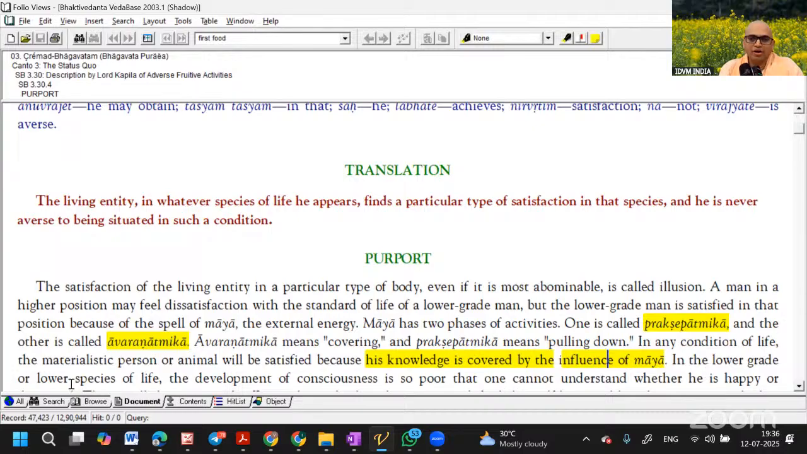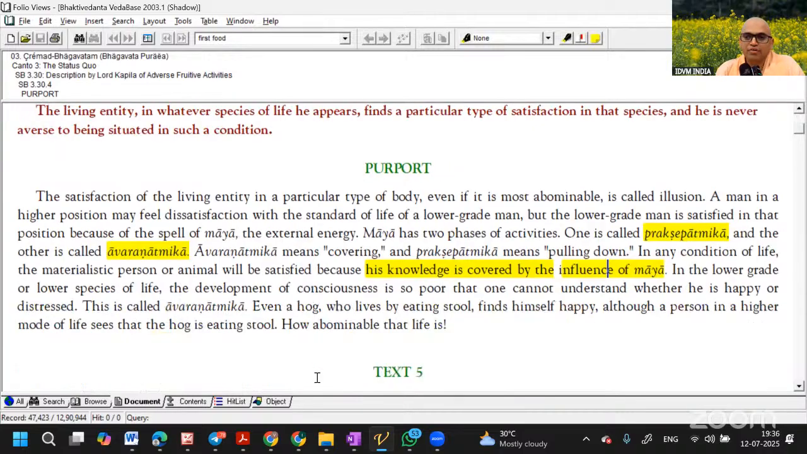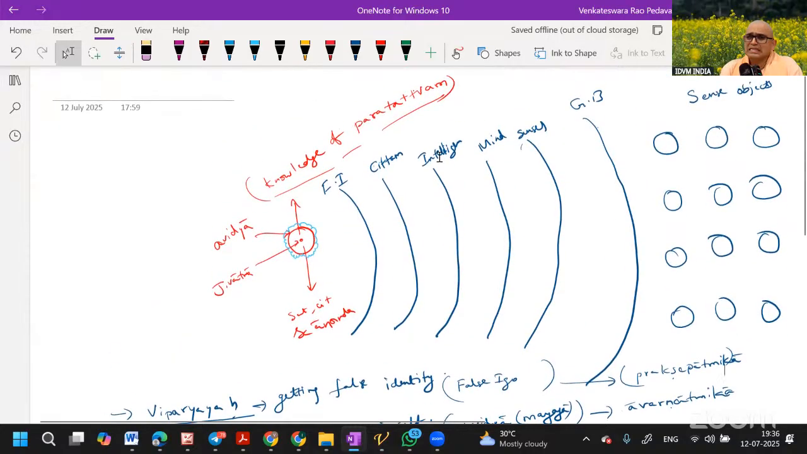In the lower grade or lower species of life, the development of consciousness is so poor. That means in the lower species, the intelligence and mind become grossly ignorant actually. The ignorance effect is very heavy. But in humans, intelligence is more mature, and also the mind. Because of this, it can understand. This intelligence is useful to understand Shastra, to understand the original situation.